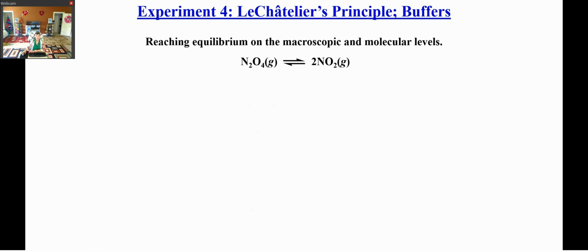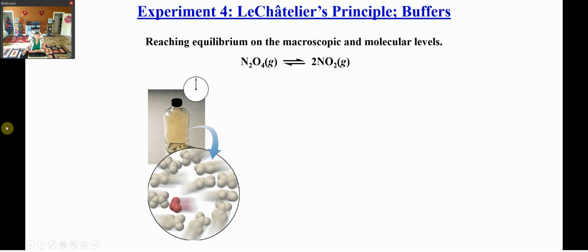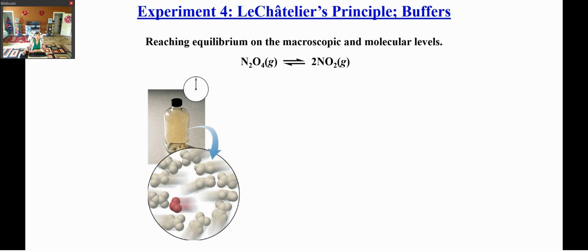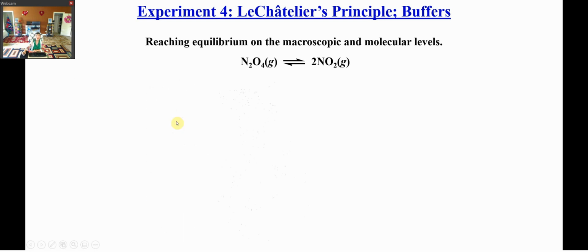For example, if you have this reaction, you have dinitrogen tetraoxide, which is a brown colored material. This reactant is going to produce 2 moles of nitrogen dioxide gas. So what you see is dinitrogen tetraoxide breaking down to nitrogen dioxide, and at a certain time the color is no longer changing.